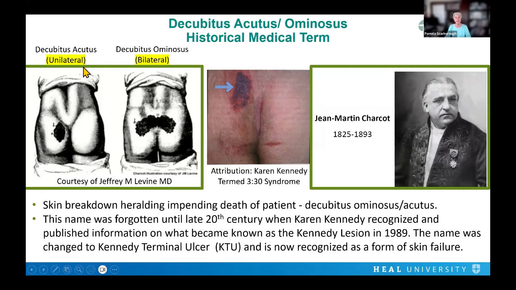They're called pressure injuries. There was a unilateral version and a bilateral version, and Dr. Charcot talked about this being the skin breakdown heralding the impending death of a patient. He called it decubitus acutus, which is this one side that you get on the left side, usually, or you can have this horseshoe or butterfly that goes across both sides. Then we forgot the name, and in 1989, Karen Kennedy gave us this information. She called it the Kennedy lesion. The name was changed to Kennedy terminal ulcer, which is fine. Again, we're getting into semantics, but we forgot it for 100 years. Karen brought it back to us.